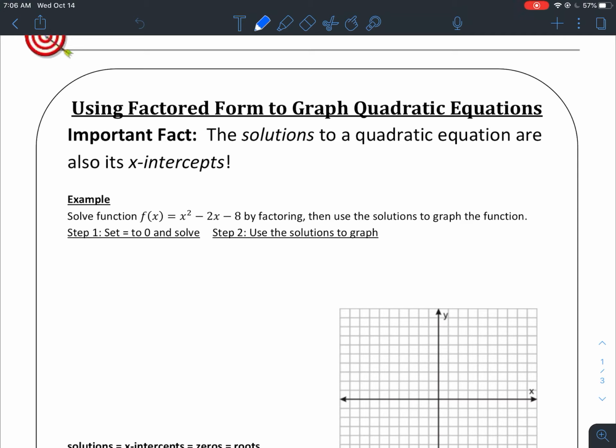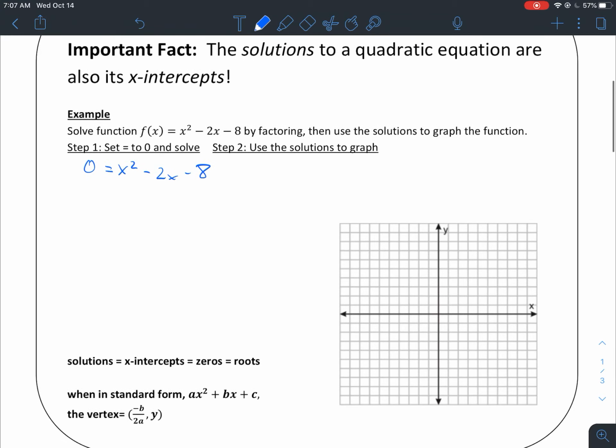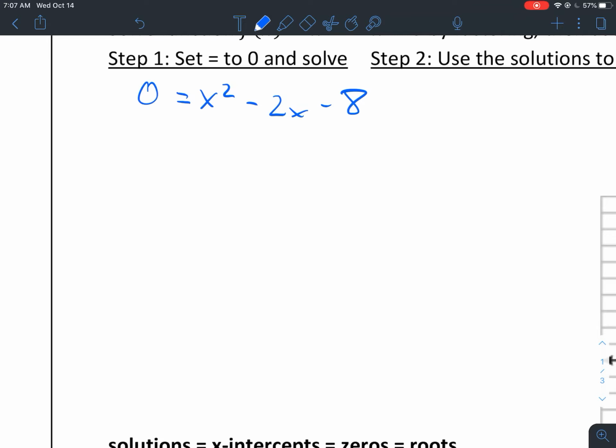Well, to get the solutions of a quadratic equation, you're going to set it equal to 0. So you start with 0 equals x squared minus 2x minus 8. Now at this point, what you're going to want to do is factor. So I have to figure out what two numbers are going to multiply to give me negative 8 and add to give me negative 2. That is going to be negative 4 and positive 2. So I'm going to keep my 0 equals, and I'm going to write out my two factors, which are x minus 4 and x plus 2.